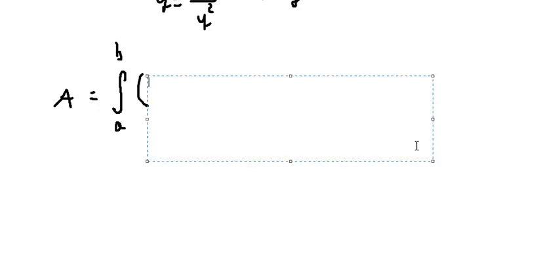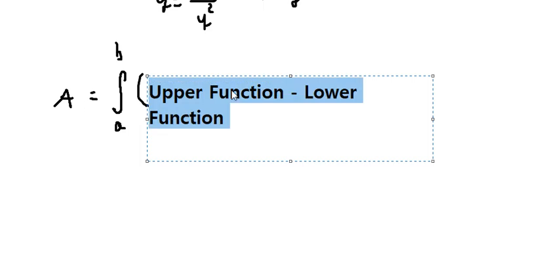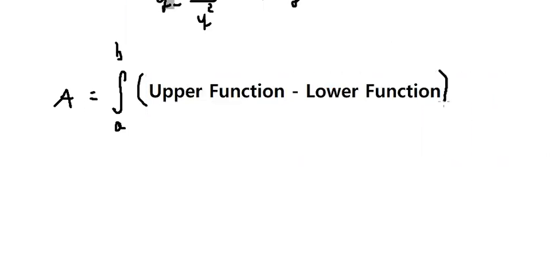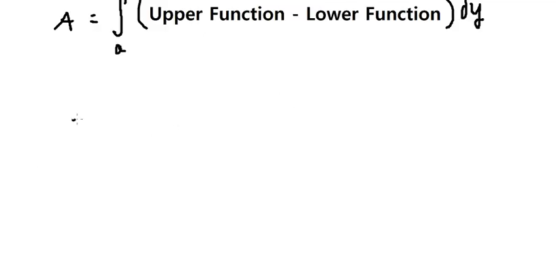Now we need to use the formula in here. We have the integration from a to b. So we need to use the upper function minus the lower function. So in this situation, we have it like this. This one, we have the integration from 6 to 12.